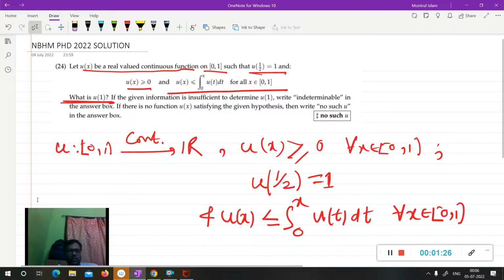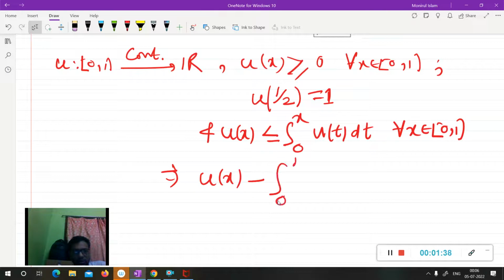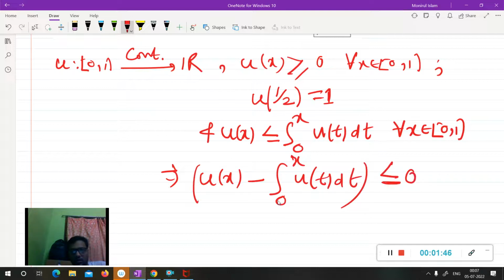So u(x) is less than or equal to the integral from 0 to x of u(t) dt. From here you can write u(x) minus the integral from 0 to x of u(t) dt is less than or equal to 0, for x belonging to [0,1]. Name it 1.